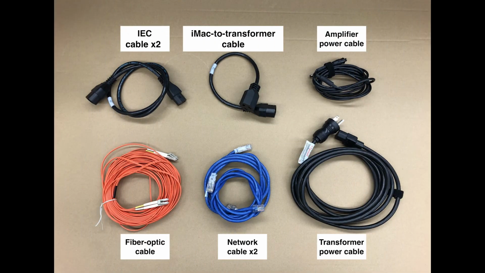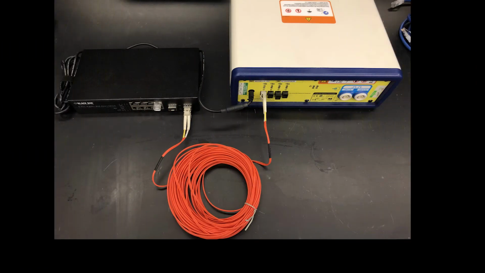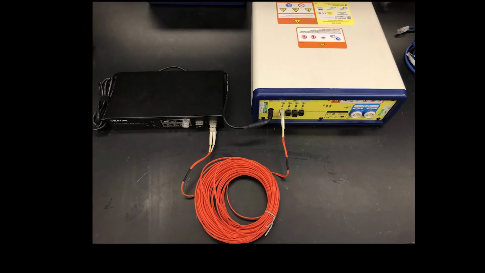Next, we will connect the network cables. These cables allow the iMac, amplifier, and BCI2000 PC to communicate with each other and transfer data. Each of these devices has a network cable that will be plugged into the network switch box. First, we will start with the amplifier. The amplifier connects to the network switch box over a fiber optic cable as shown in the image.